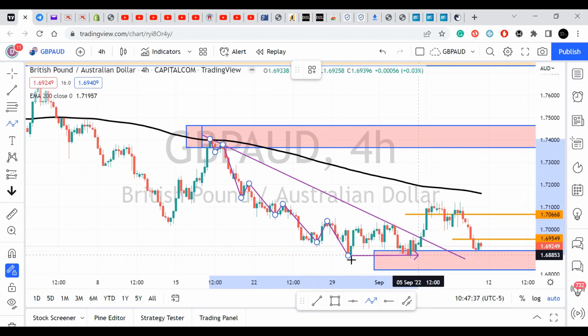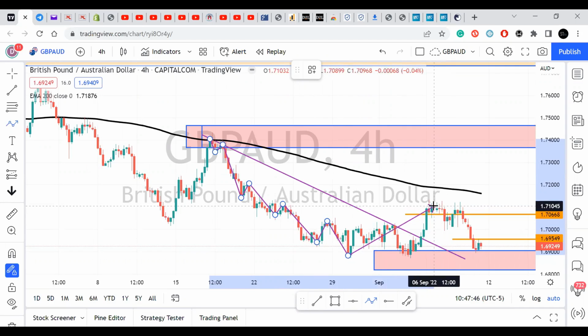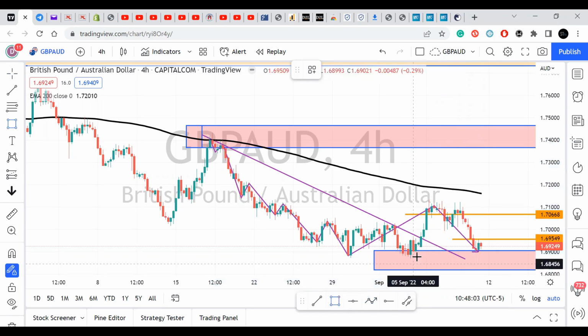This came back to retest this zone. So this price was just ranging. Then here now we have a break of structure. Price made attempts here to push up, but it couldn't. The price has come back into this zone. So like I said, always pay attention to zones, especially the H4 zone.